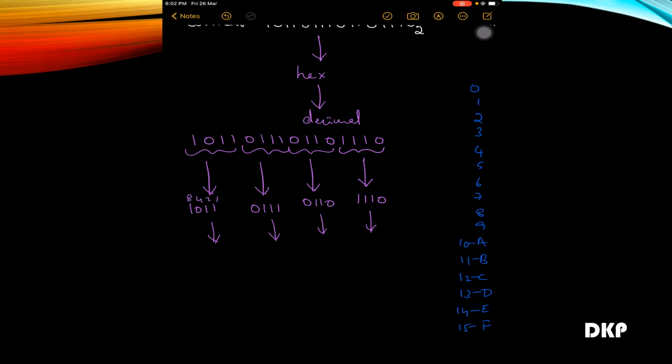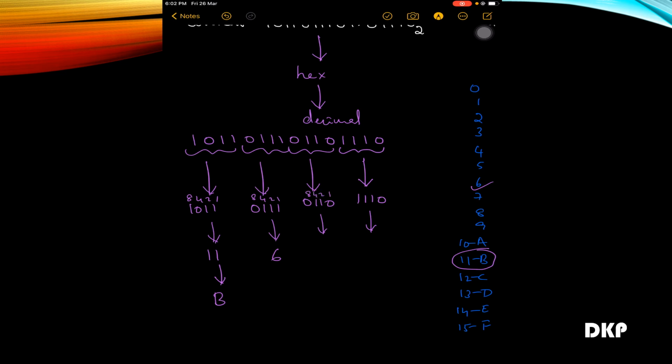1011 is 11. So B represents 11. Write B. What is 0111? 0111 is 6. Hexadecimal for 6 is 6 itself.